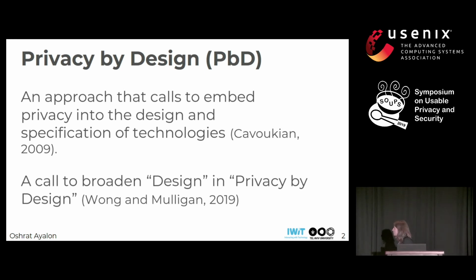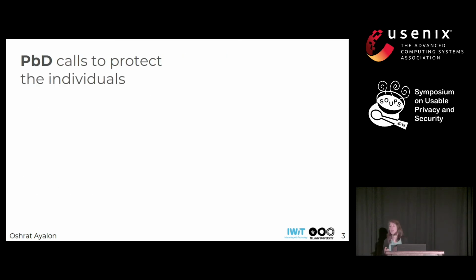And one of the criticisms was made by Wong and Mulligan, when they said that the design part of privacy by design is currently conducted from a narrow legal perspective. And they suggest conducting design while taking a human-computer interaction approach. For example, taking into account those who develop the system and also those who are using the system. So in our study, we're looking at the user's perspective in the context of privacy by design.